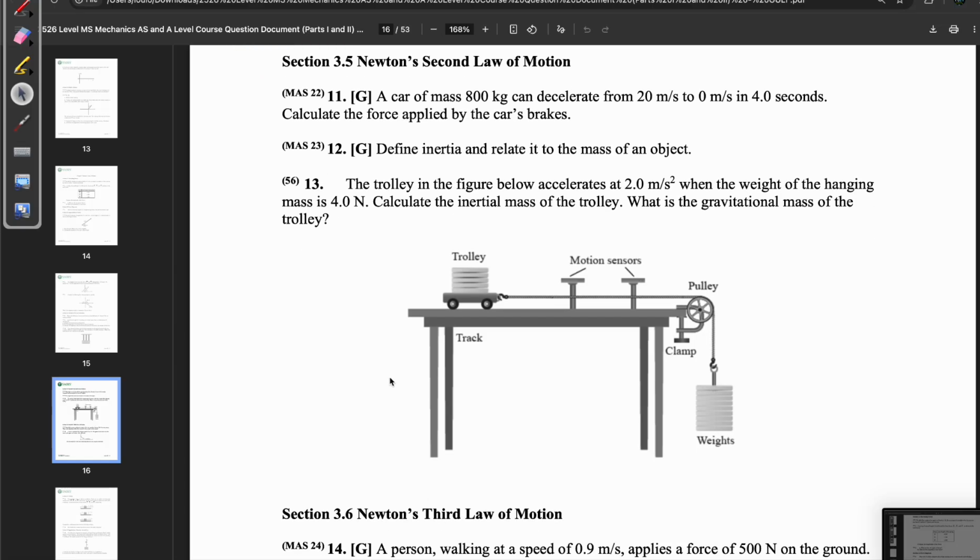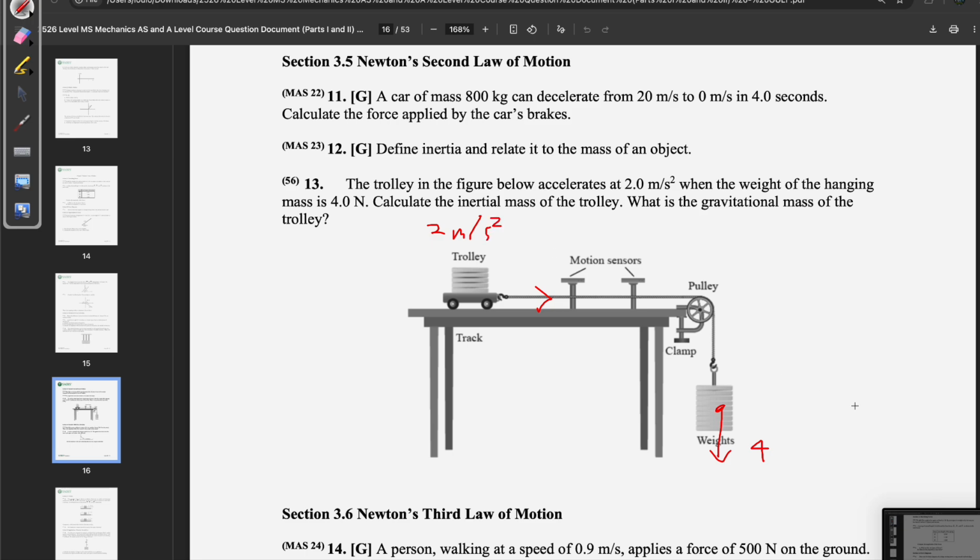Number 13. This question is really easy. You may think it's tricky, but here we go. Here they said the hanging mass is 4, like the weight is 4. The acceleration of this is 2, so 2 meters per second squared.